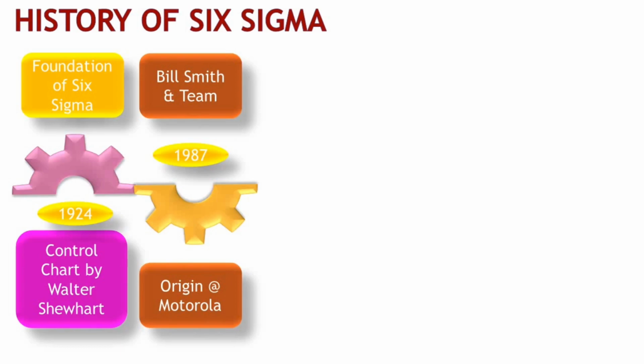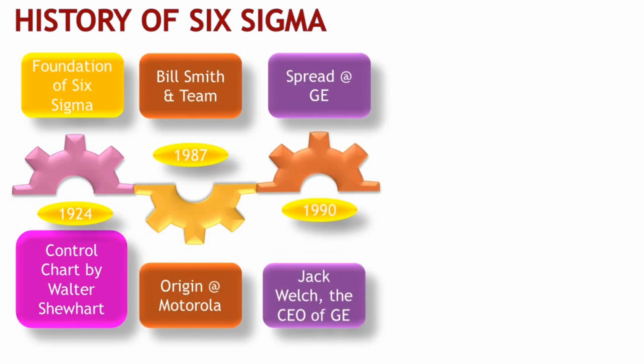After witnessing the success achieved by Motorola, General Electric decided to implement Six Sigma in 1990. Under the leadership of CEO Jack Welch, General Electric played a crucial role in popularizing Six Sigma across various industries. This period marked the rapid growth and adoption of Six Sigma as a powerful tool for business improvement.